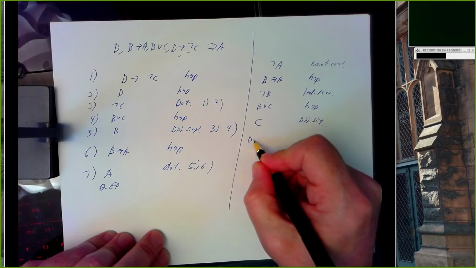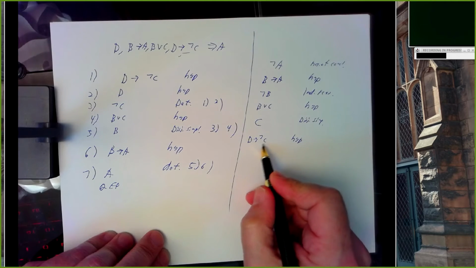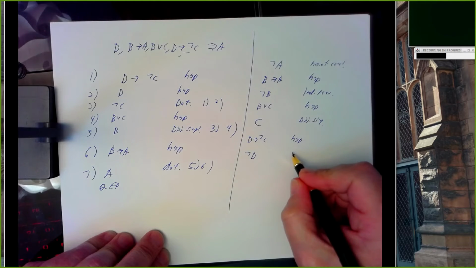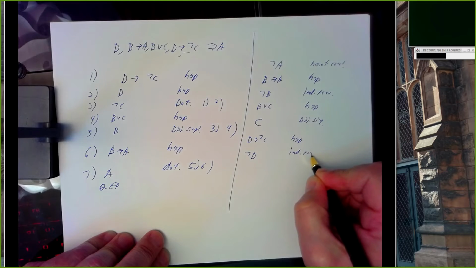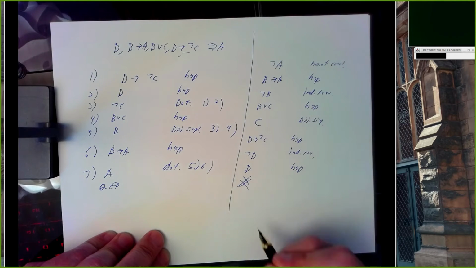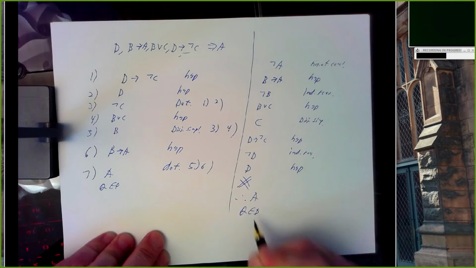And D implies not C. That's a hypothesis, but we've just shown that this conclusion is false, and so that tells us D must be false. That's indirect reasoning. But we're also told that D is true. That's a hypothesis, and there's your contradiction. Therefore, A must be true. That's the end of the proof.